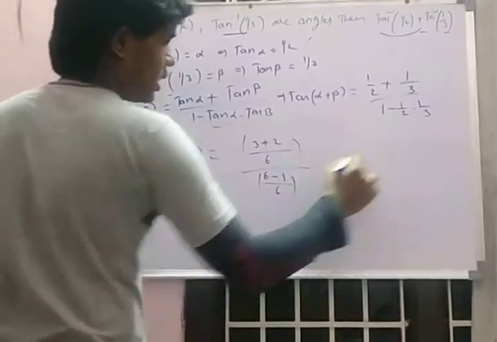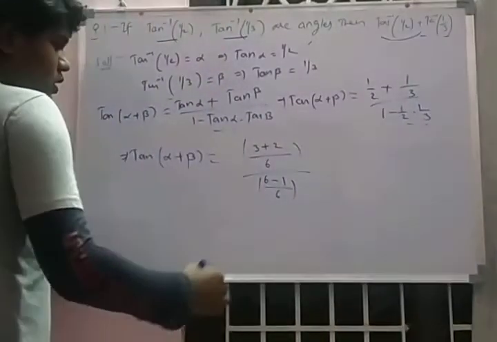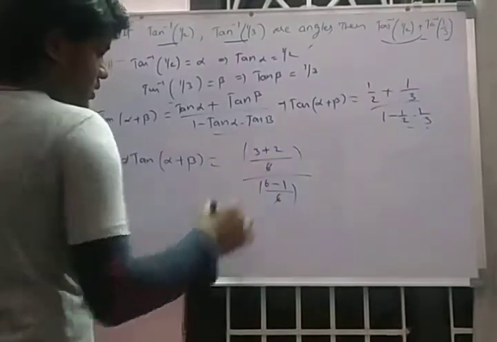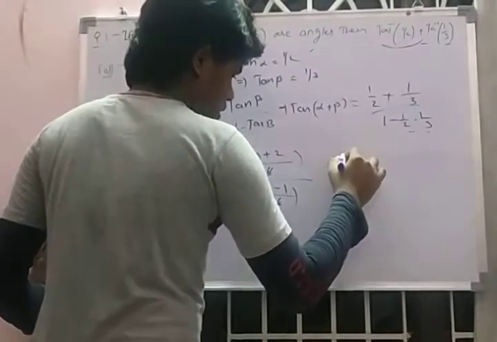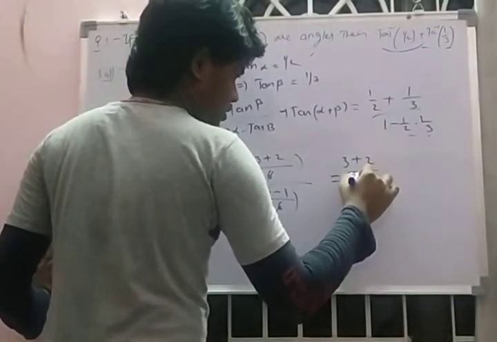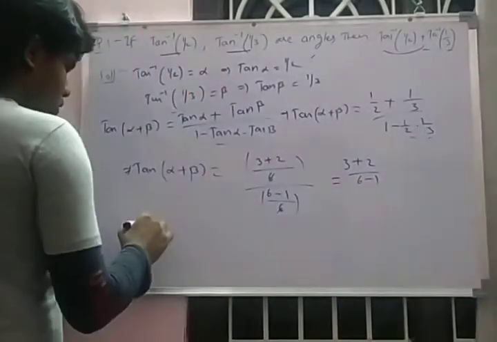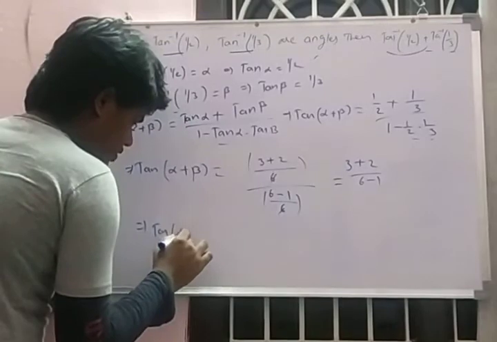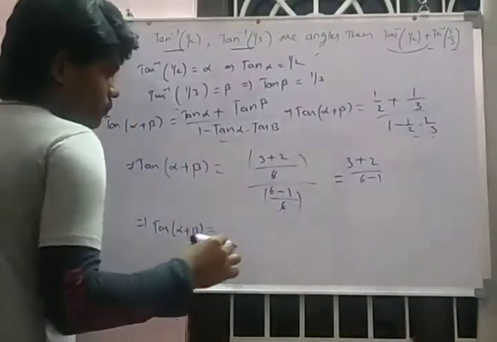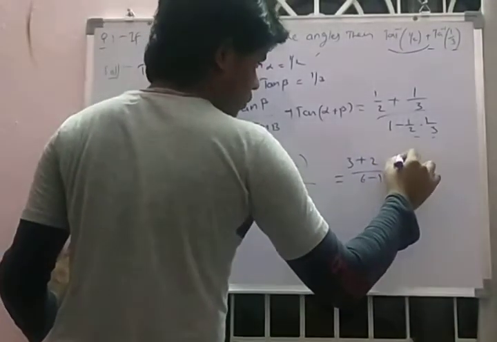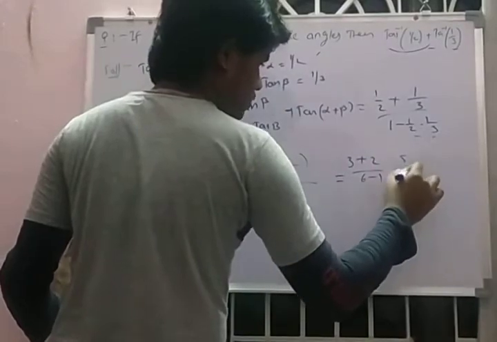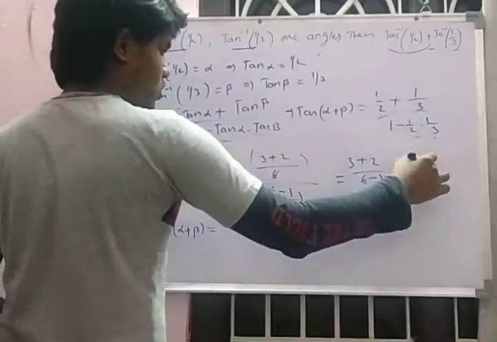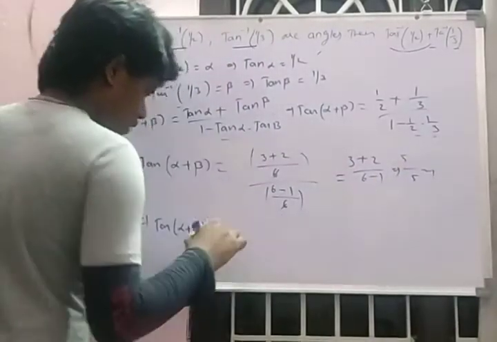Here also the LCM is 6 for 2 and 3. So now cancel 6 and 6. Then 3 plus 2 by 6 minus 1. So that implies tan of alpha plus beta is equal to 3 plus 2 is 5 by 6 minus 1 is 5. So 5 by 5 is 1. So 1.